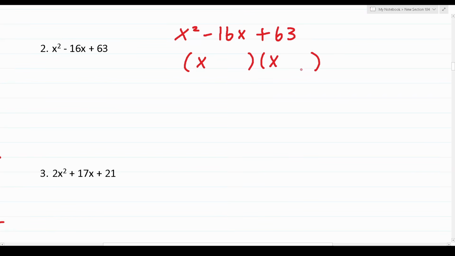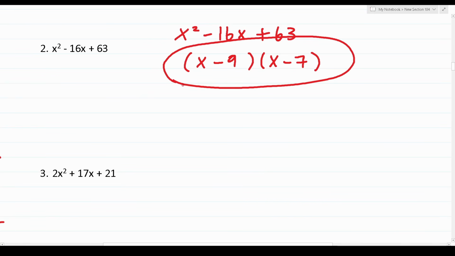And now we're looking for 2 terms that multiply to positive 63 but add to negative 16. Well, what about negative 9 and negative 7? Negative 9 times negative 7 is positive 63. Negative 9 plus negative 7 is negative 16. Okay, so we just went ahead and factored that quadratic equation.